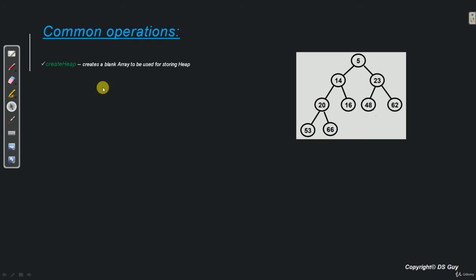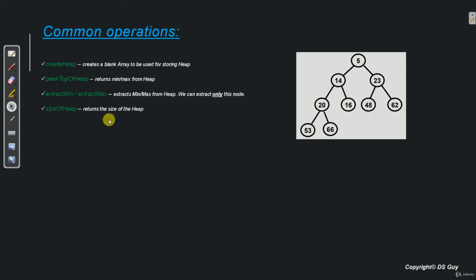So the first operation is, of course, the creation of a heap, which is done using a blank array. Next we can find the top of the heap. In this case it will be 5. Then we can extract minimum or maximum from a heap. Then we can find the size of the heap. Then we can also insert a value in a heap. And finally we can delete the entire heap.